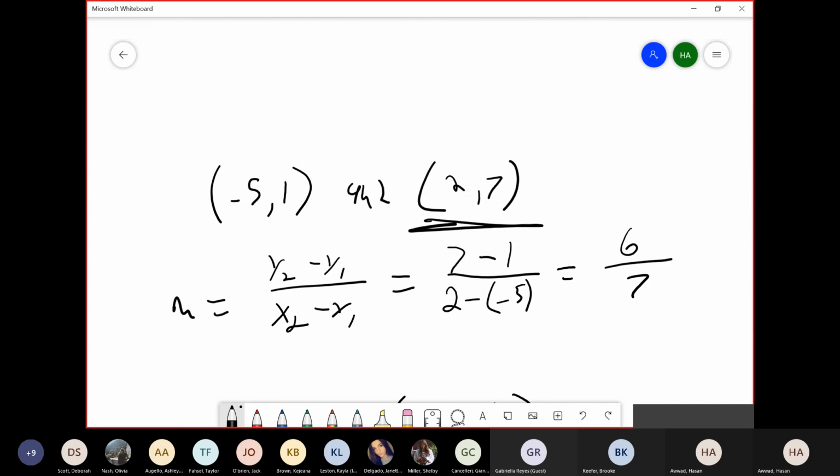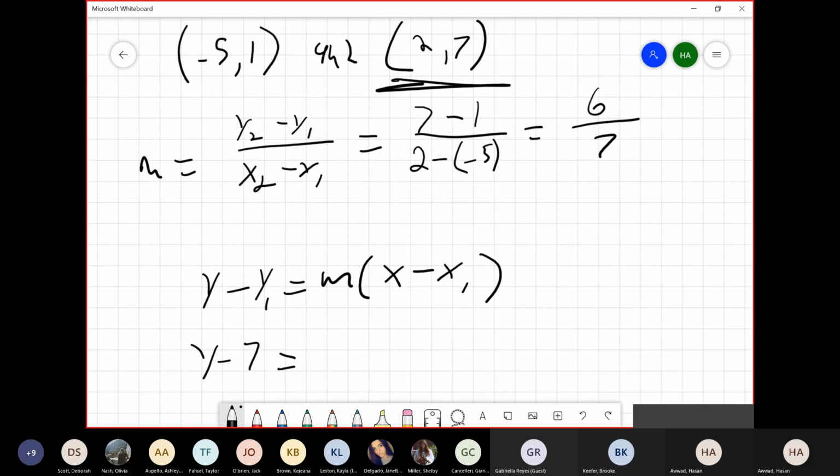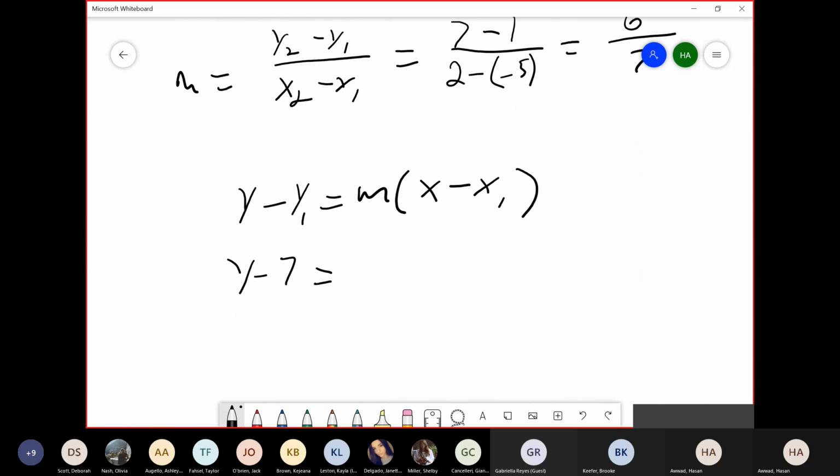So the point that I'm going to plug in, just because I already chose it before, I'm going to make 2,7 the point that I plug in. So plugging in 2,7, that means we're going to have y minus 7. 7 is my y component, right, of the point that I'm plugging in. So y minus 7 is equal to 6 over 7 times x minus 2.